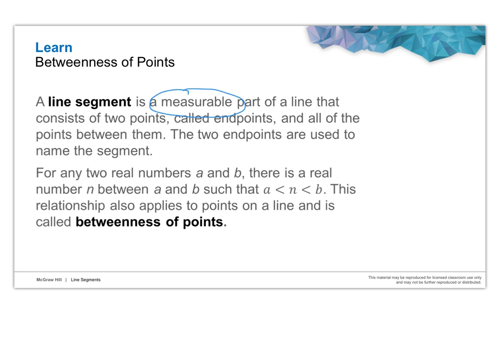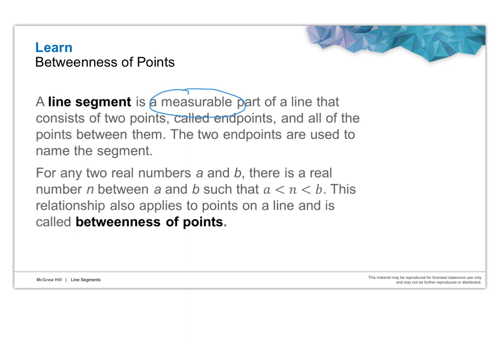A line segment is a measurable part of a line that consists of 2 points, and those 2 points are called endpoints, and all of the points between them. The two endpoints are used to name the segment. So if you recall from the last lesson, we're going to use those capital letters to name lines. We're going to do the same thing to name a segment.